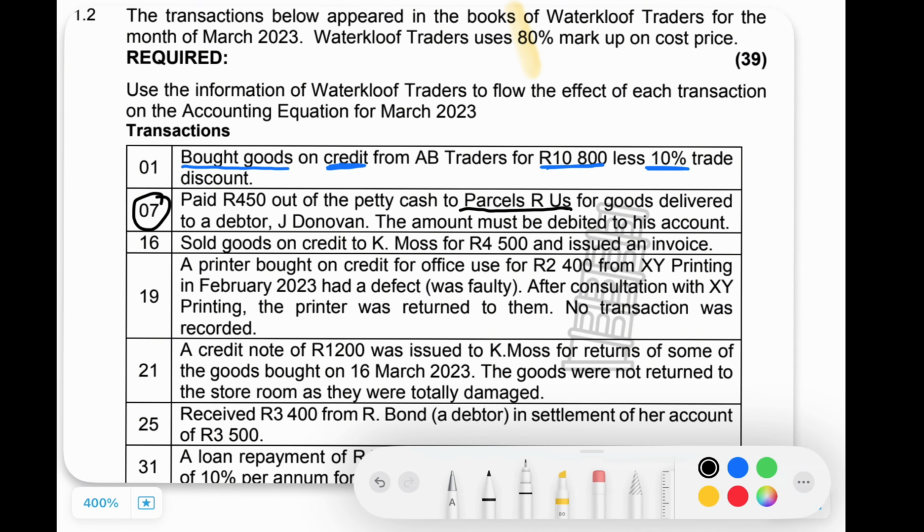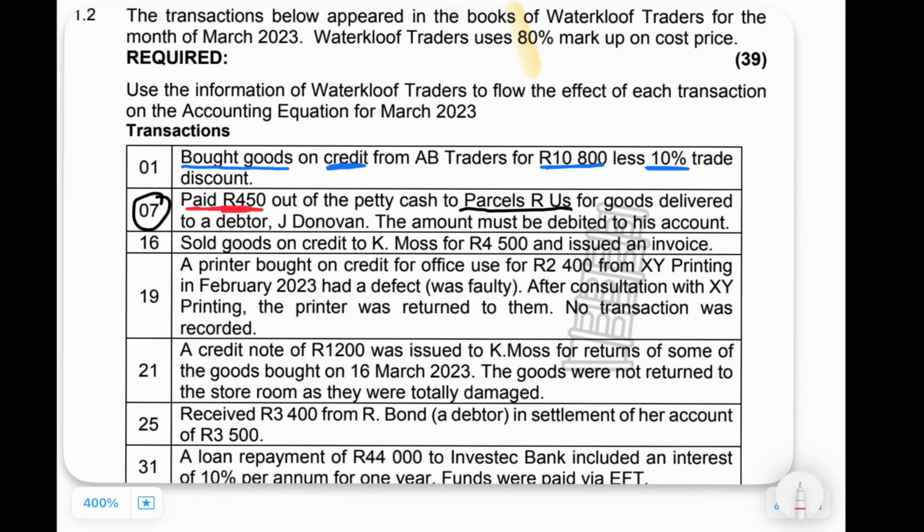So I explained that you need to understand exactly what it is that they are telling you. They are saying we paid 450, right? However, this 450 that we paid, we didn't pay it out of our bank account. We paid it out of our petty cash box. And we paid this amount to Parcels Aras for goods delivered to a debtor. So they are saying we paid that amount to Parcels Aras to deliver goods to a debtor on our behalf. And that amount that we paid on behalf of the debtor must be debited to his account, meaning that he owes us this amount.